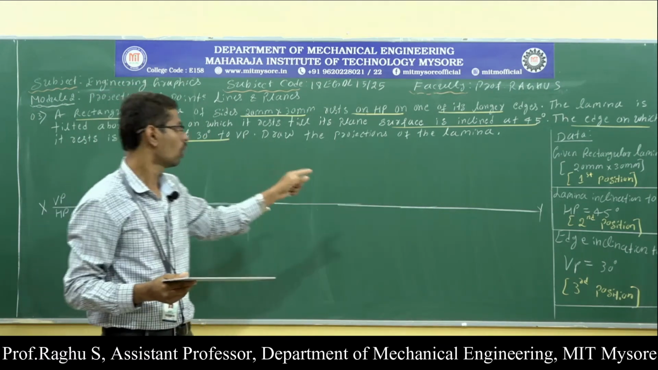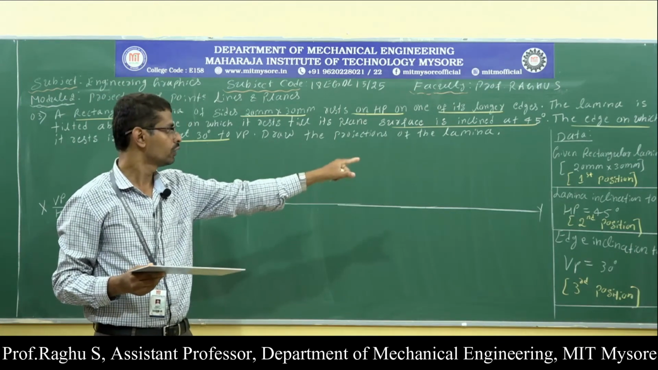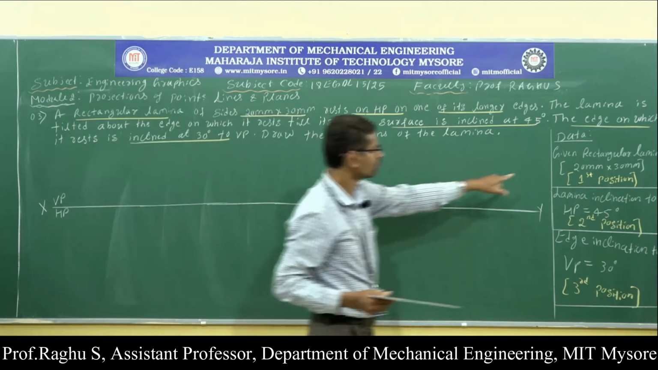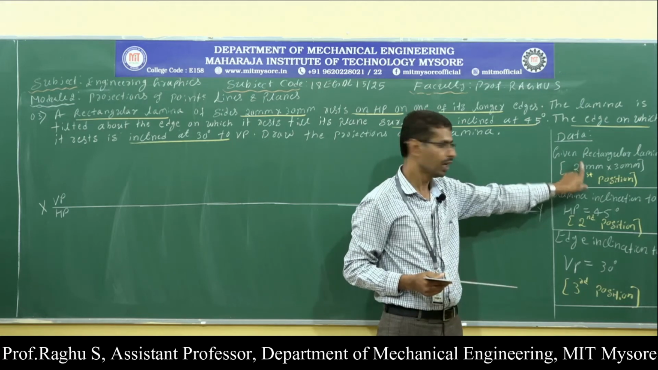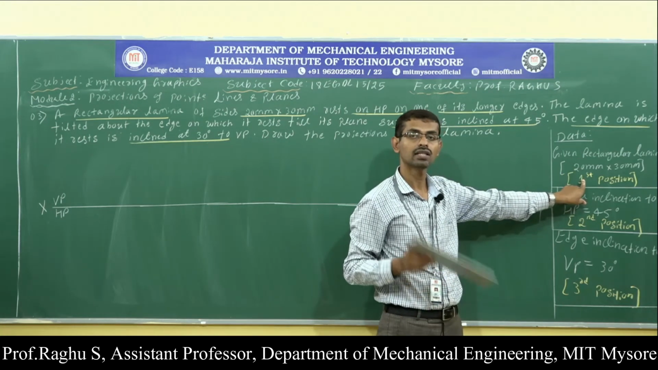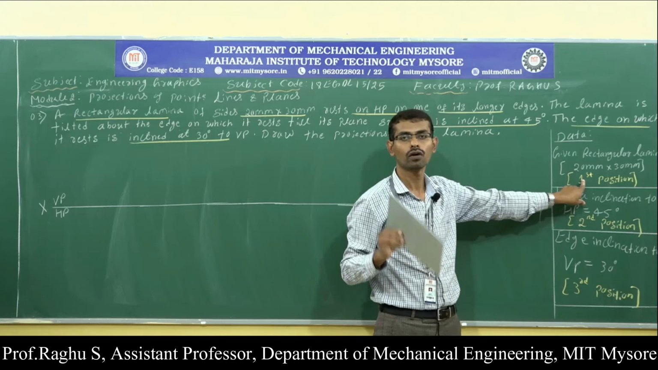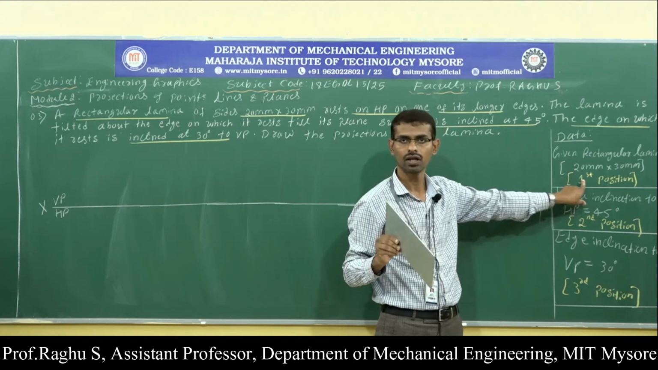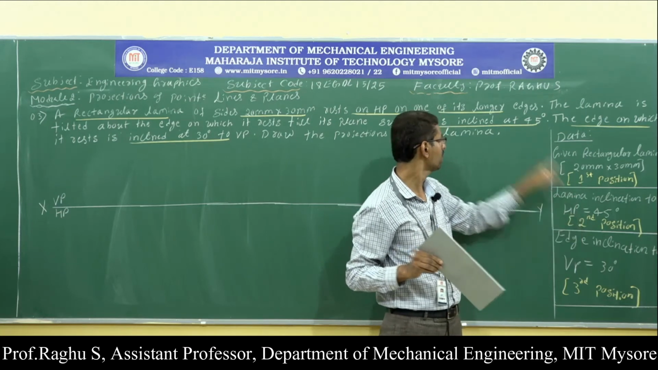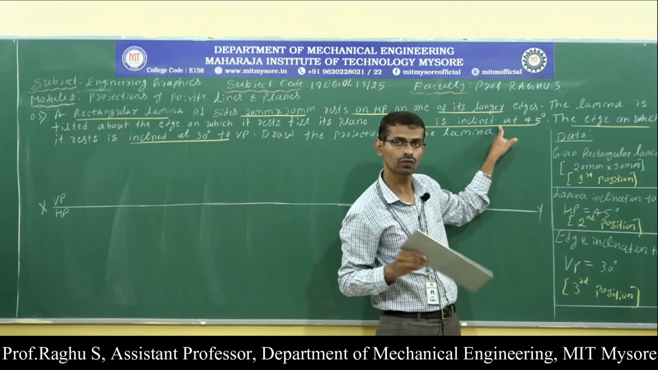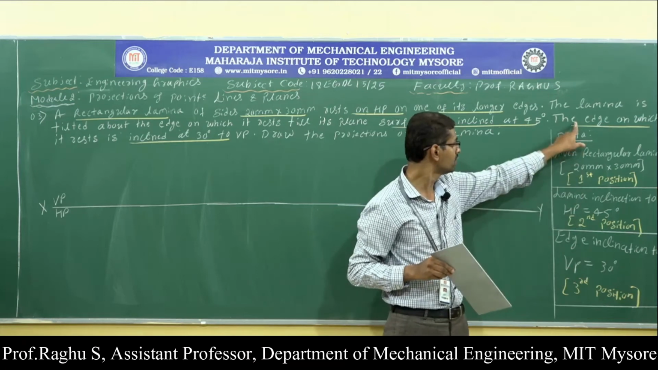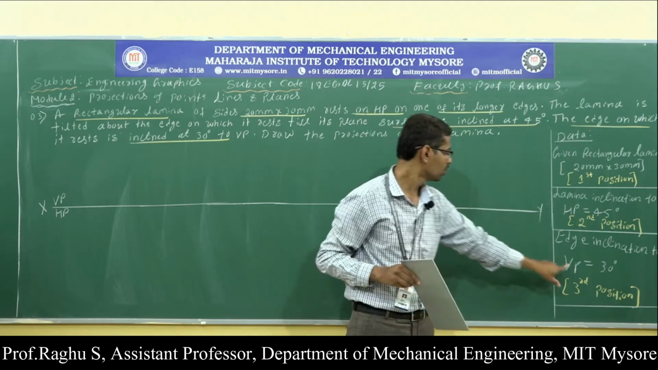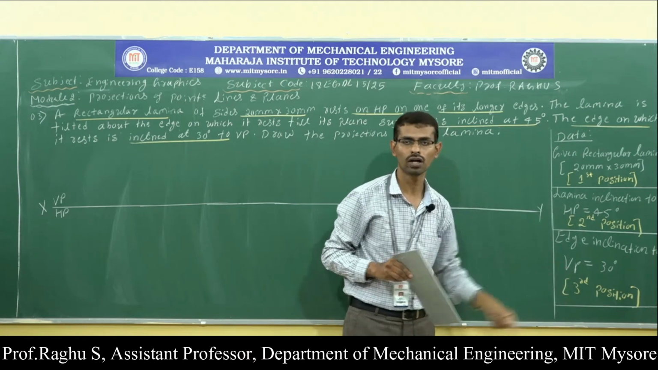Before writing the top view and front view, first list out the data. So write the given lamina with the dimension. Here the lamina is resting on HP on one of its longer edges. That condition is used for drawing the first position. Next, note down the lamina inclination, that is 45 degree. It is used for drawing the second position. Note down the edge inclination with respect to VP. It is used for drawing the third position.